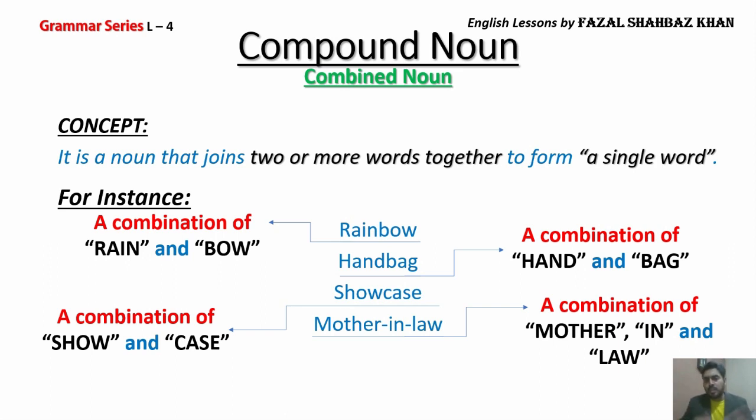So either by the use of hyphen you can join things and make a single word, a compound noun, or you can simply have words like handbag, rainfall, and hairfall, and many other such combined words. So that's the third type for you.